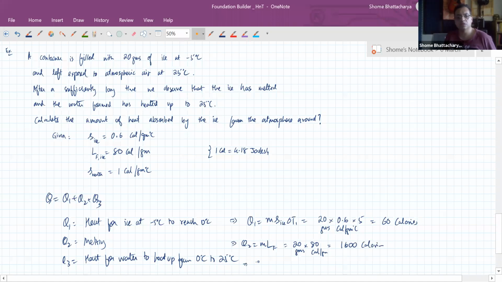And finally, Q3 will be M into specific heat capacity of water into temperature change in this third process. So that is 20 grams into 1 calorie per gram degree C into 25 degrees C. So this will become 500 calories.